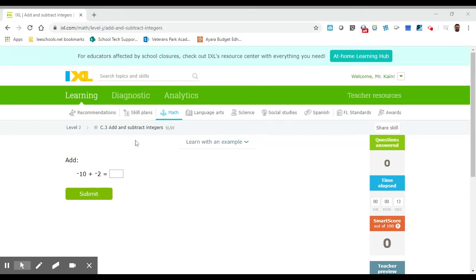Okay, on to add and subtract integers. 6UW is the code for 8th grade IXL.